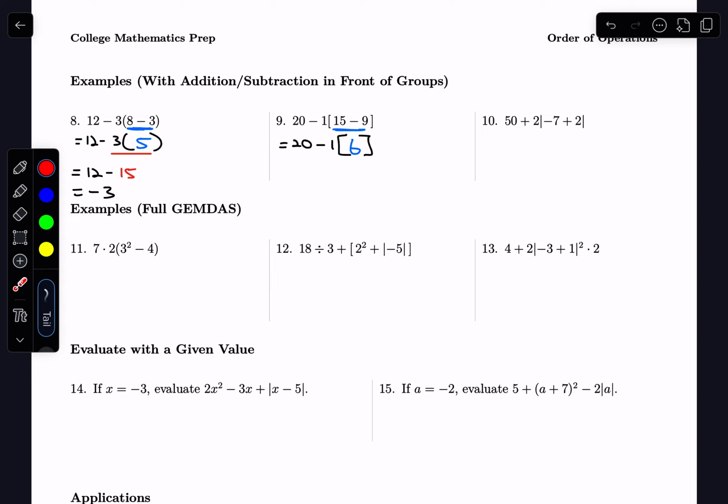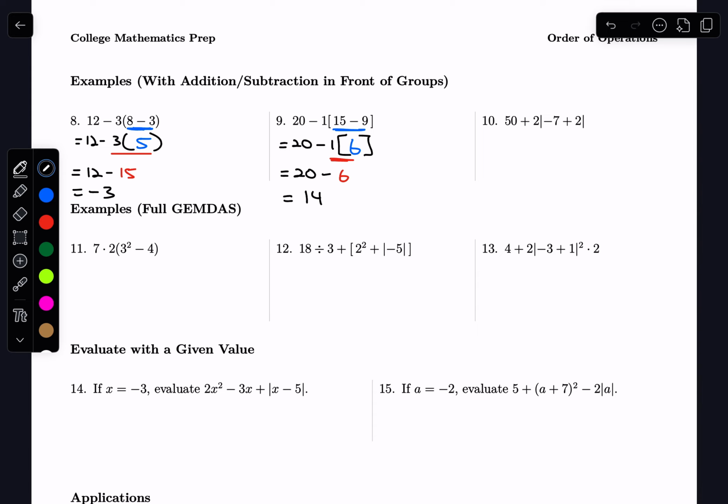So now you might be tempted to do 20 minus 1 to get 19 here, but we have multiplication between 1 and 6. So I need to work that multiplication out first to get a 6 here. And then now we're going to do 20 minus 6 as our last step, and that gives me +14.